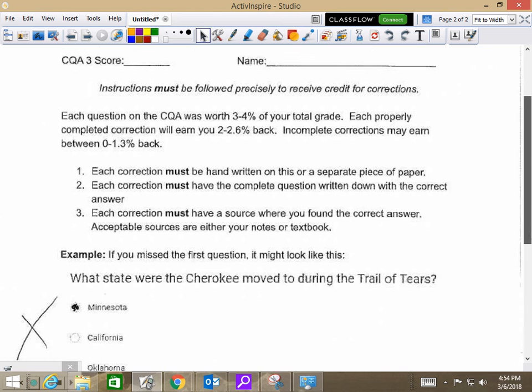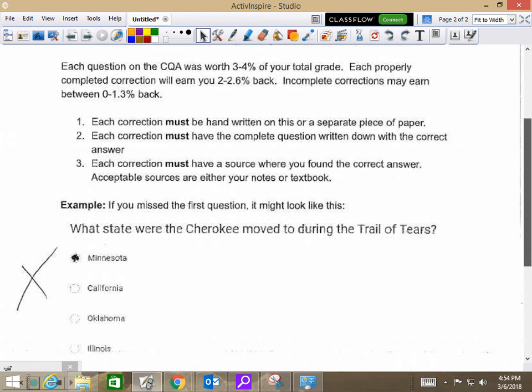Let's look through an example question. So first off, multiple choice question here. What state were the Cherokee moved to during the Trail of Tears? In the example, I've clicked Minnesota. That is the wrong answer. I need to find out what the right answer is. Even if you think you know what the right answer is, you can't just put down the right answer. You have to prove to me that you have sought the answer out and found it.